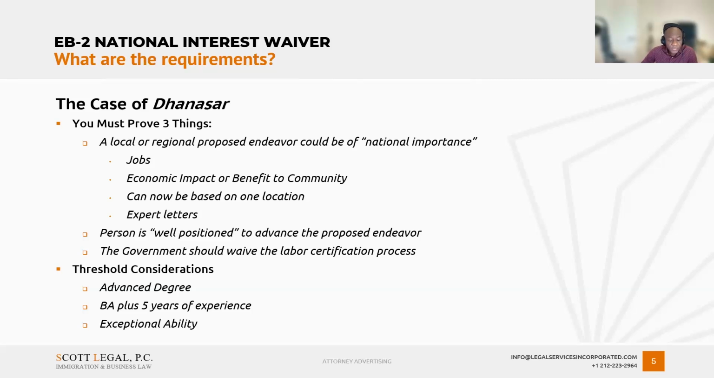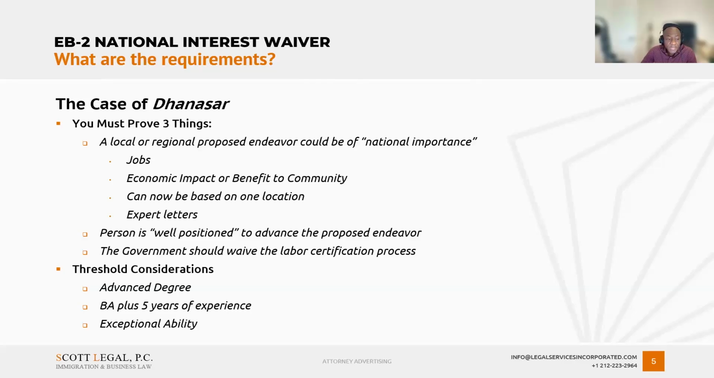Now, EB2 is broken out into two categories, one being a company sponsoring you for a green card under a professional category, and the second being national interest waiver. But to get into either of those EB2 categories, you first have to look at some threshold considerations.